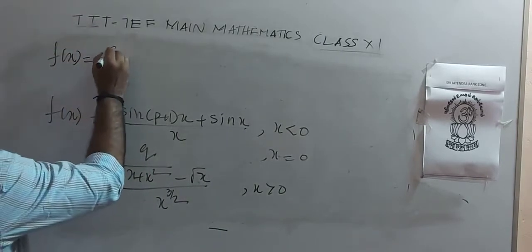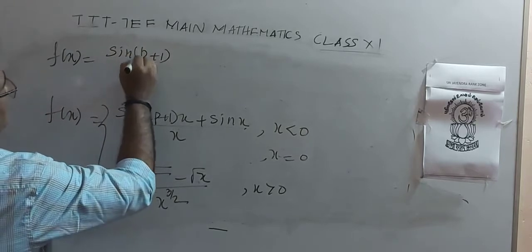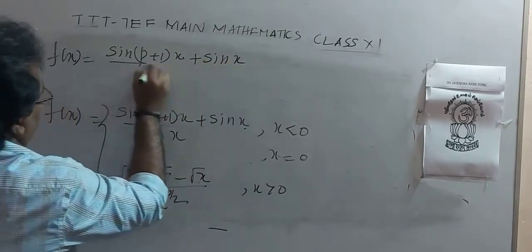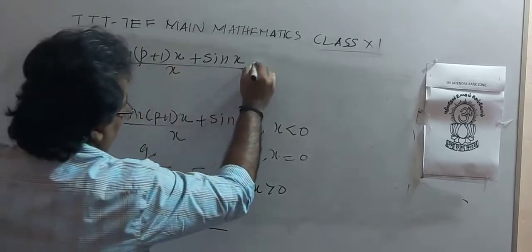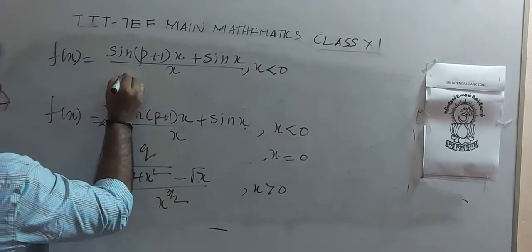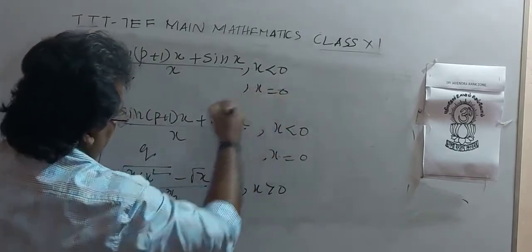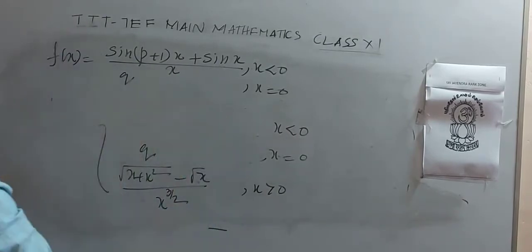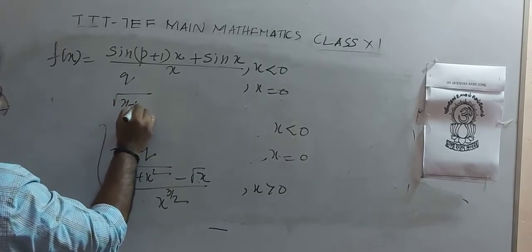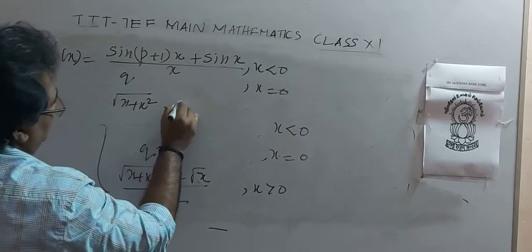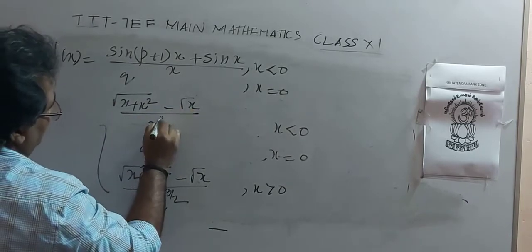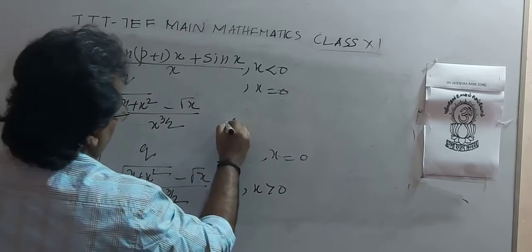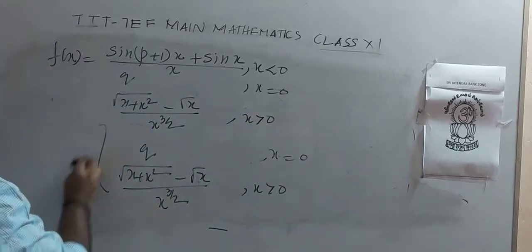f of x equal to sin of p plus 1 x plus sin x, whole divided by x, x is less than 0; q, x equal to 0; root x plus x squared minus root x by x power 3/2, x is greater than 0.